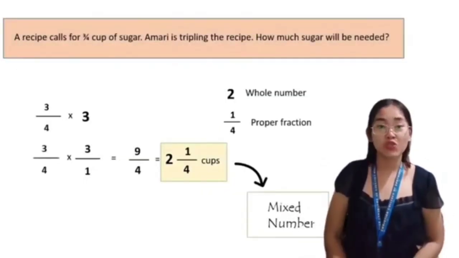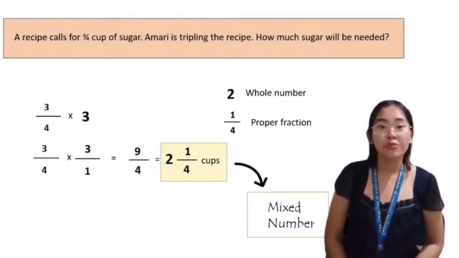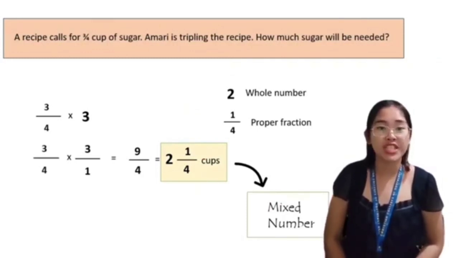A recipe calls for 3/4 cup of sugar. Amari is tripling the recipe. How much sugar will be needed? There are only 3 steps to answer this word problem. First, multiply the numerator, which is 3 times 3 equals 9. Second, multiply the denominator, 4 times 1 equals 4.